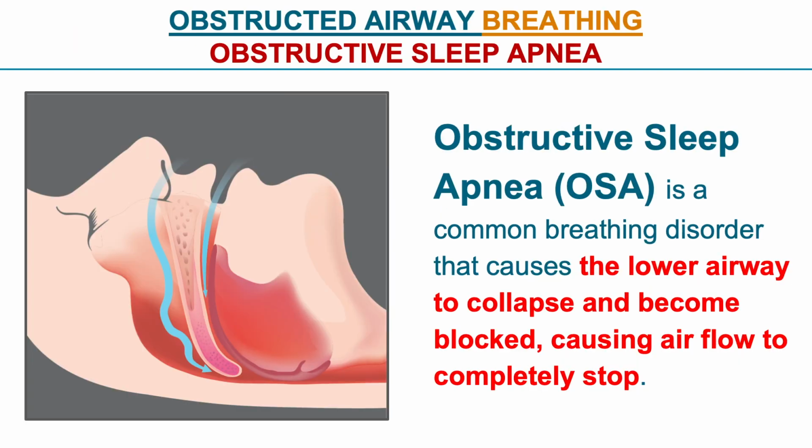The final type is obstructed airway breathing. This type is also known as obstructive sleep apnea. Obstructive sleep apnea, or OSA, is a common breathing disorder that causes the lower airway to collapse and become blocked, causing airflow to completely stop.